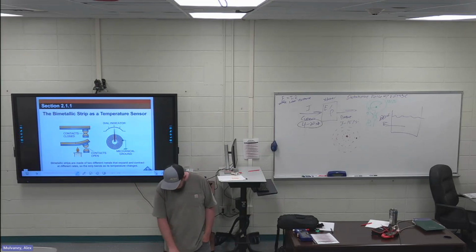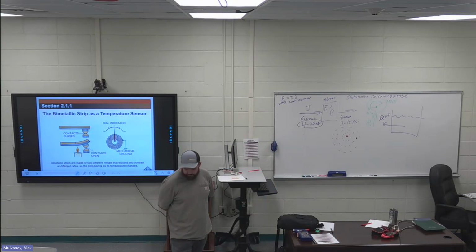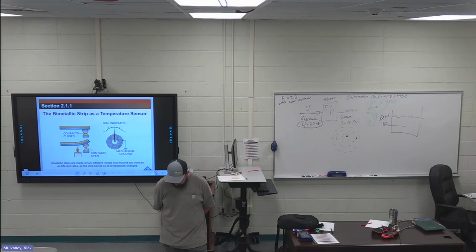Top left of page 15, second sentence. The spiral wound element is the most compact in construction and is widely used in thermostatic switches. So this is the top left of page 15, second sentence. The spiral wound element is the most compact in construction and is widely used in thermostatic switches.